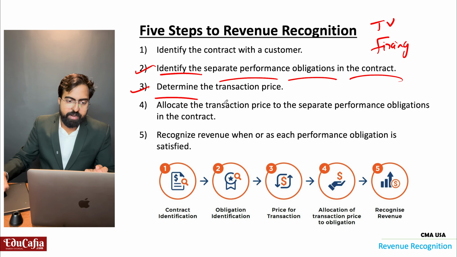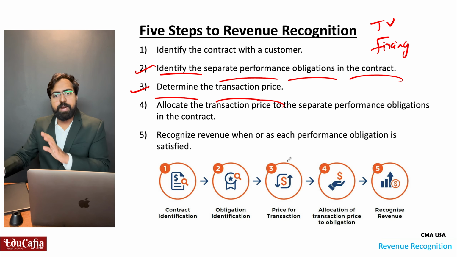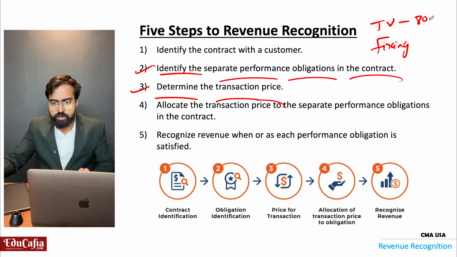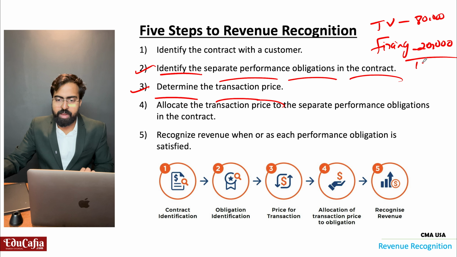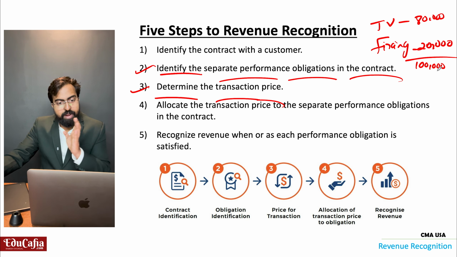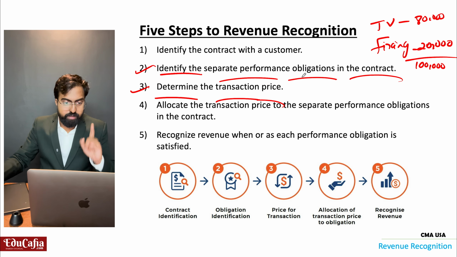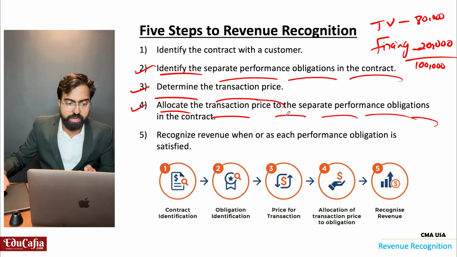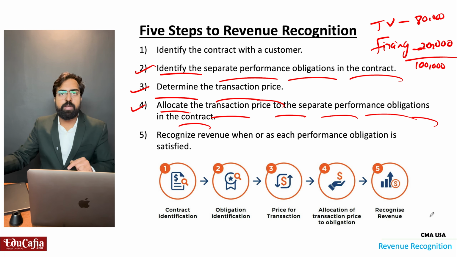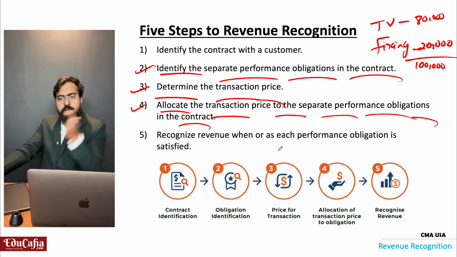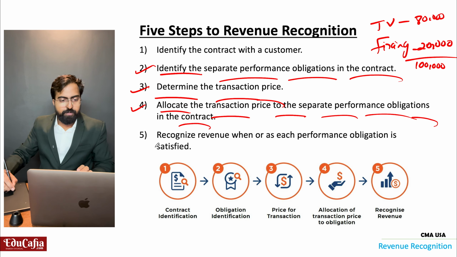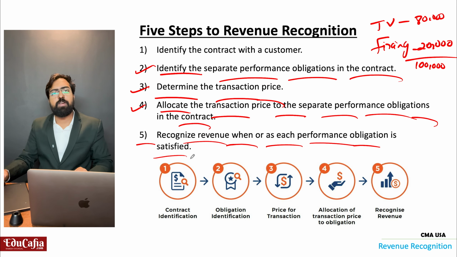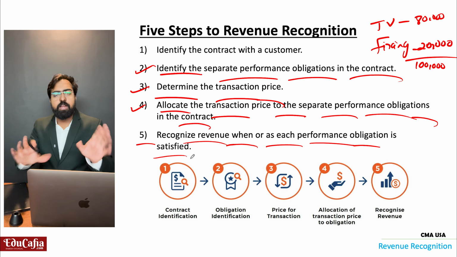Third, determine the transaction price. Determine the separate pricing for the TV, 18,000, and for fixing, 20,000, and charging. In total I have charged 1 lakh. So identify the separate transaction price. Fourth, allocate the transaction price to the separate performance obligations. Identified 18 and 20, then allocate the TV 80, then fixing 20. Fifth, recognize revenue when each performance obligation is satisfied.